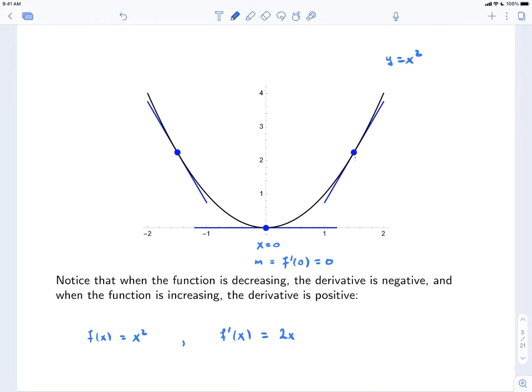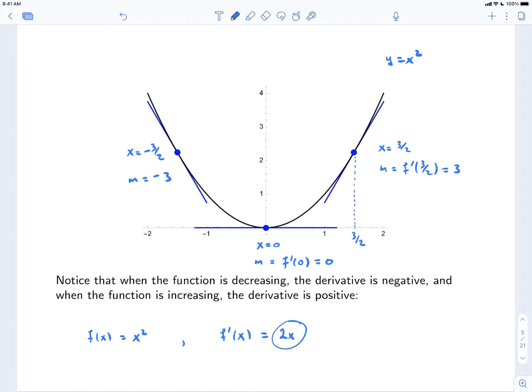What about this point right here? This point actually is 1.5 or 3/2. So if x is equal to 3/2, then the slope, m, the slope of the tangent line, is f prime of 3/2. But the slope is 2 times x, so it's just double the x value, so it's 3. So the slope of this line is 3. Similarly, the slope of this line is negative 3. This is x equals negative 3/2. So the slope here is twice that, which is negative 3.